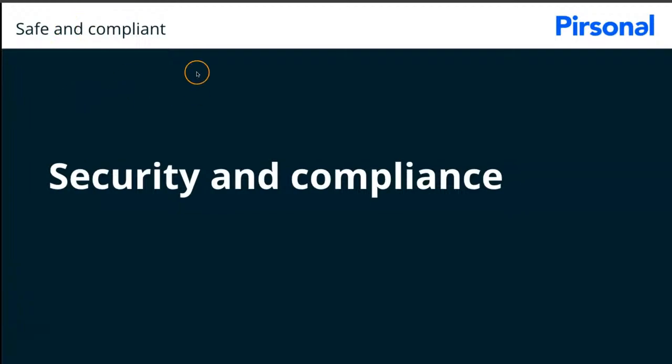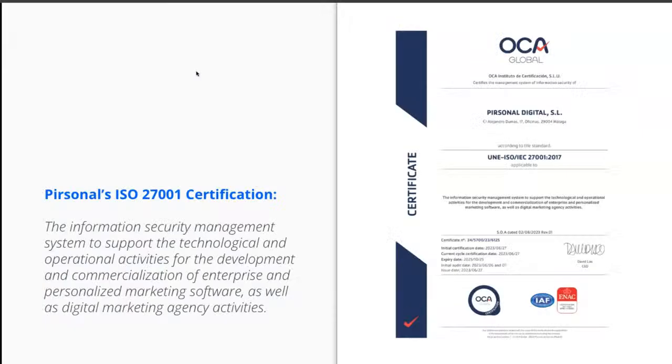A few important things that I would like to cover super quickly is that Pirsonal is an ISO 27001 certified company. This covers both our software and our professional services, which is our agency arm focused on our platform. What this means is that we are following the highest standard in terms of information security systems, but also that you have third-party eyes making sure that this happens.